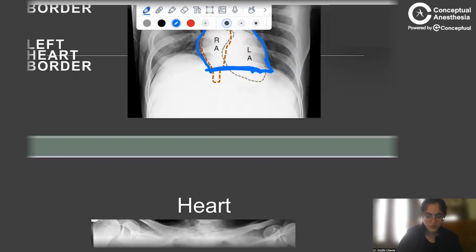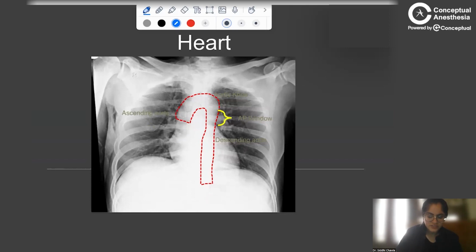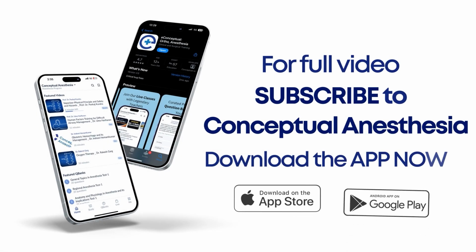I'll show you as we go through the pathologies. So this is the shadow of the aorta. This is the actual location of the aorta. This is the ascending aorta, and this is the descending aorta.